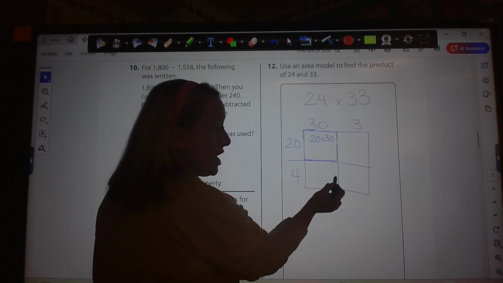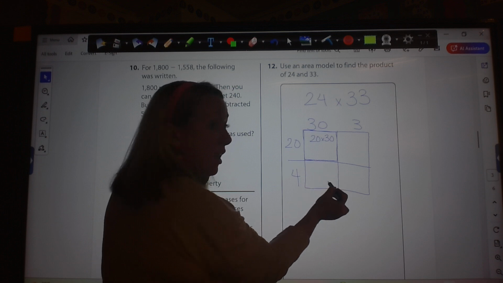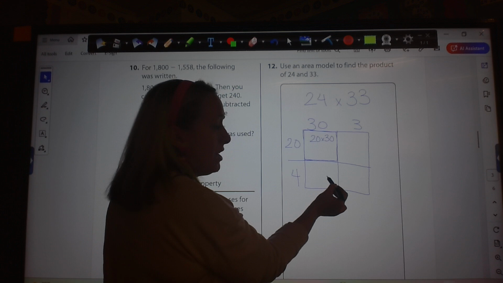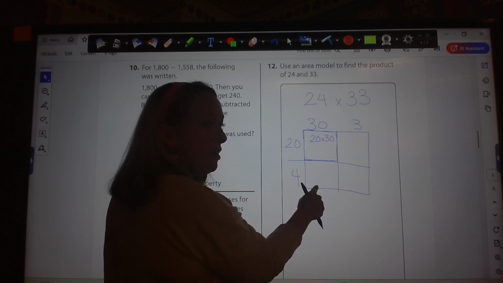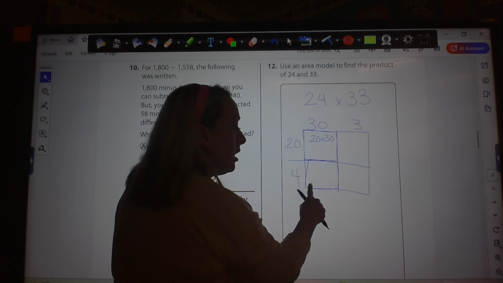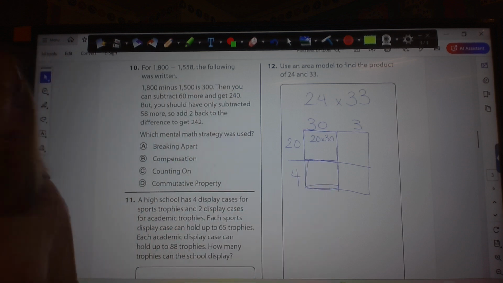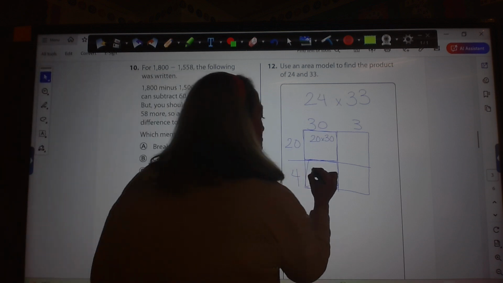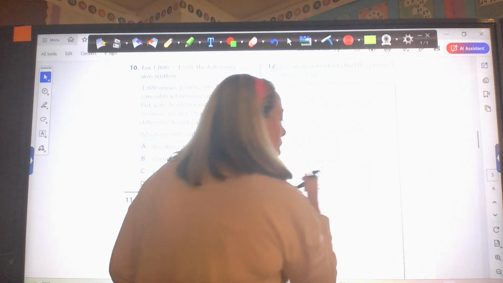Which two numbers get multiplied in this box? Help him out, Cayenne. Now look up here, baby, right here. What? Guys. Children, we have to know how to do this. Skylar, what two numbers? 4 times 30, yes.